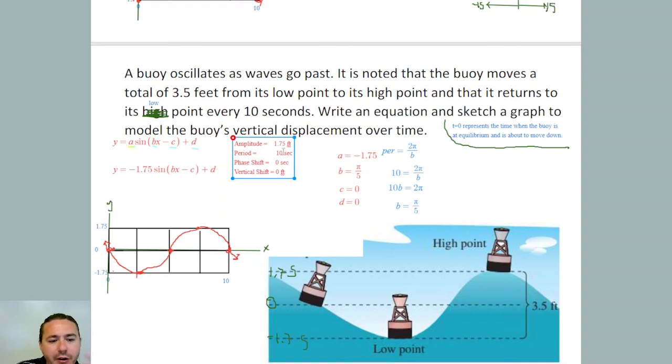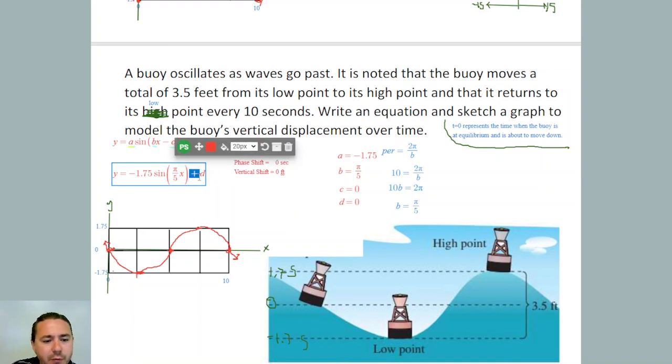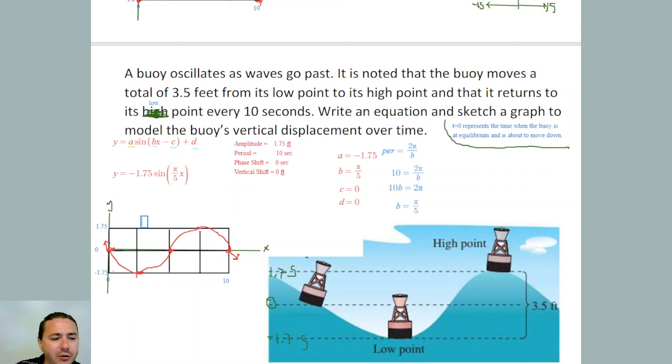Now our period here is 10 seconds again. Gosh, I wish I would have picked a different number, but here we are. So we're going to have pi over 5 for the b value. We already calculated that twice at least. The phase shift is 0, the vertical shift is 0, so that's all good. We got everything we need, and since the period was the same, we don't actually have to change anything there. So that's it. There's our equation and our graph. I don't think there's anything that we've missed here.